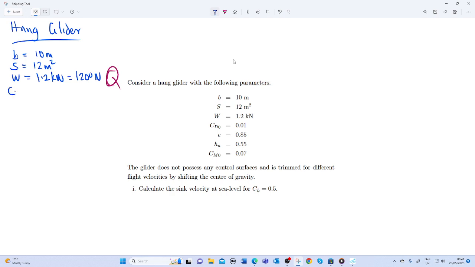We're given the coefficient of drag at zero lift, 0.01. The Oswald factor, 0.85. The HN, 0.55. CM0, 0.07. Let's not forget the coefficient of lift CL, 0.5, at sea level.